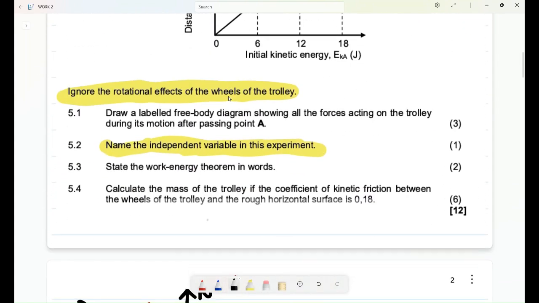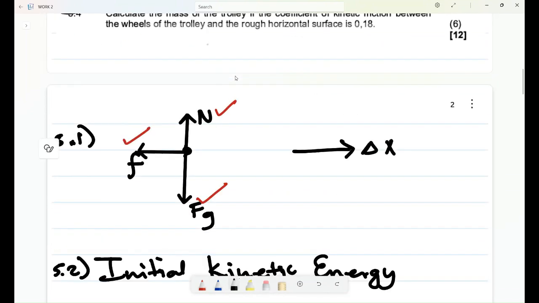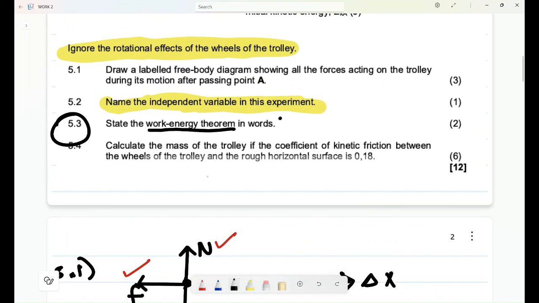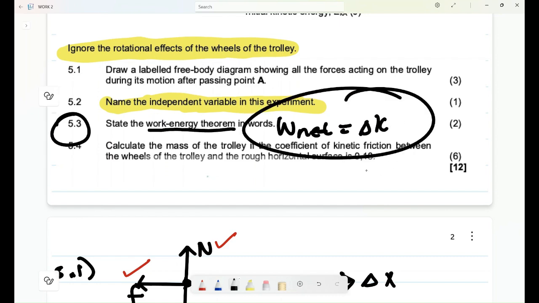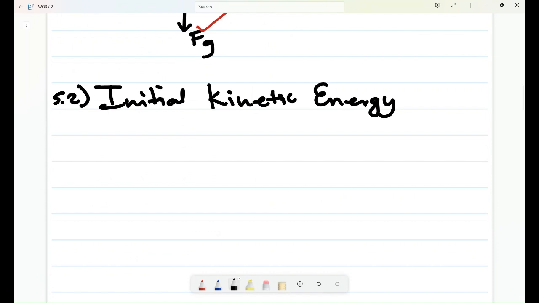So let's move on to 5.3. It is a stating question. You should state the work energy theorem, easy 2 marks. Level 1 question, easy 2 marks. Let's define. Remember the formula for the work energy theorem? It's like this: W net is equal to change in K. You can get your definition from this part.